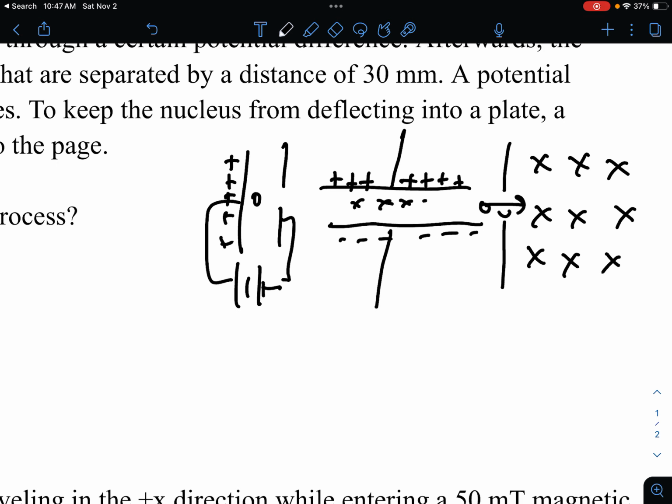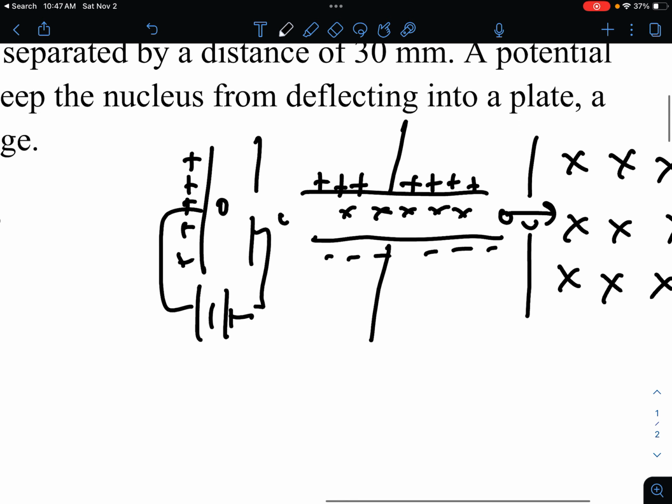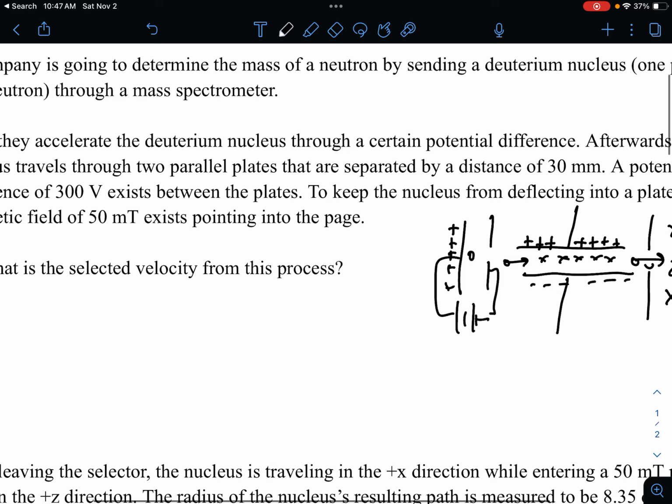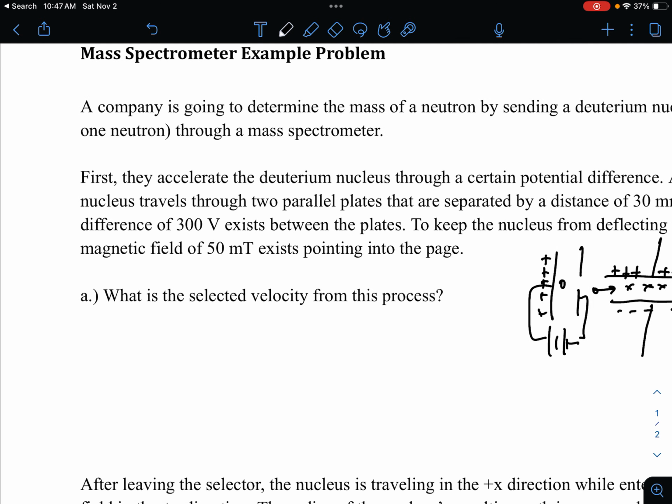So hopefully it makes sense why it's pointing into the page. The electric field points downwards and the nucleus is positively charged, so it's going to have an electric force downwards. So we need a magnetic force to balance it out. It has to point into the page, because if you use your right-hand rule, to get an upward force, the magnetic field has to point into the page. So what is the selected velocity from this process?